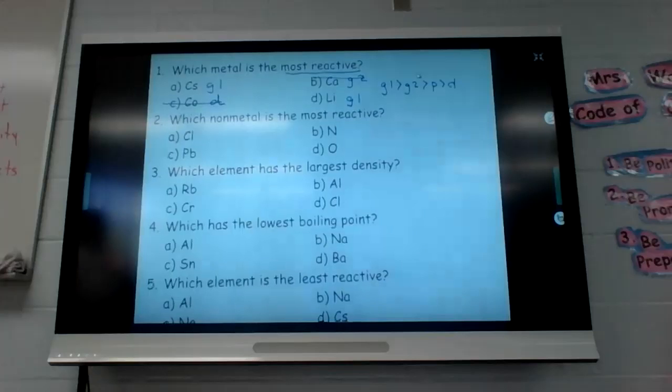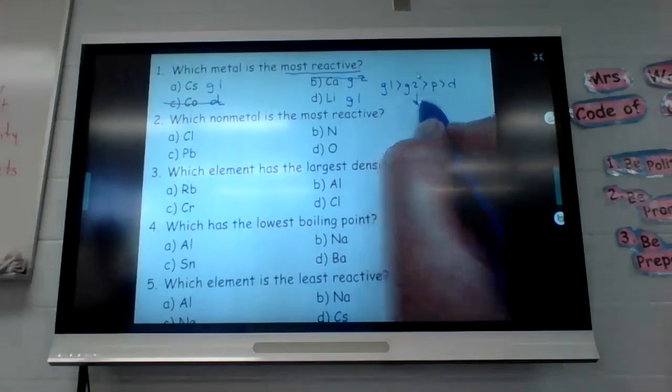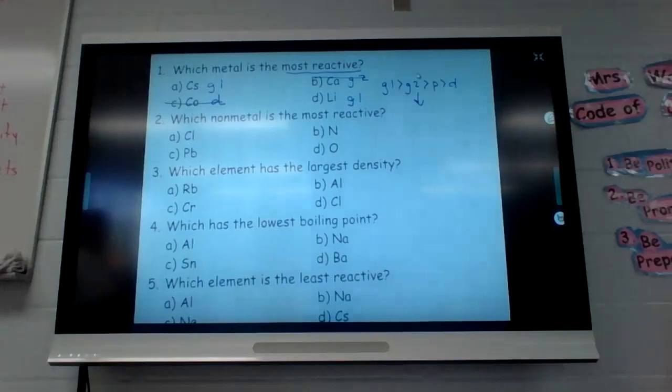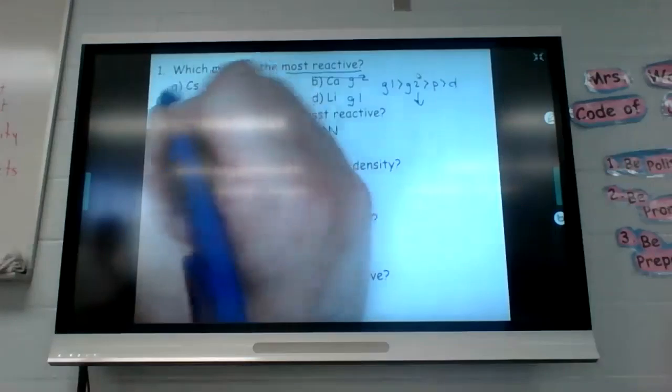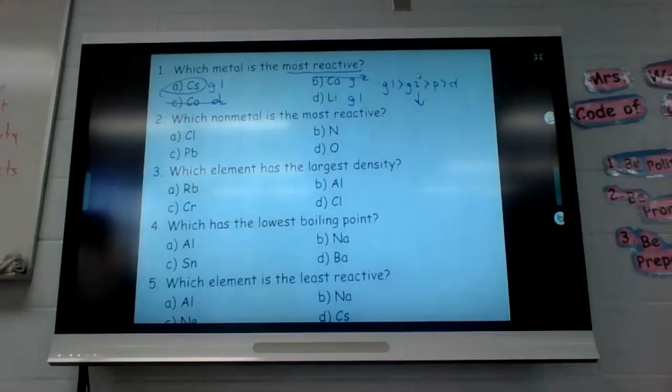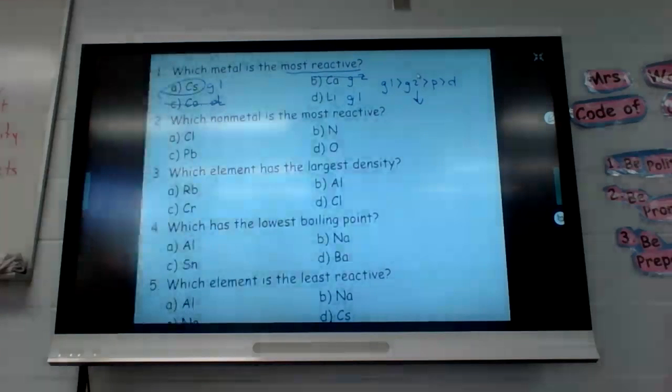So what do we know happens with metals? It gets more reactive as we do what? Go down. So if it's more reactive as we go down, that tells us it has to be what? That's how they do it with A. You with them on how they do it with A?